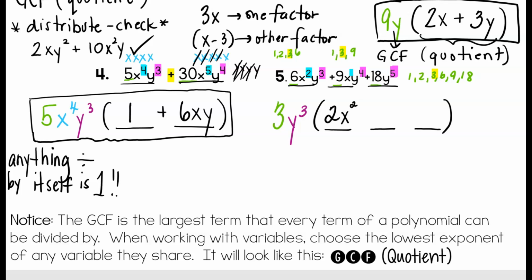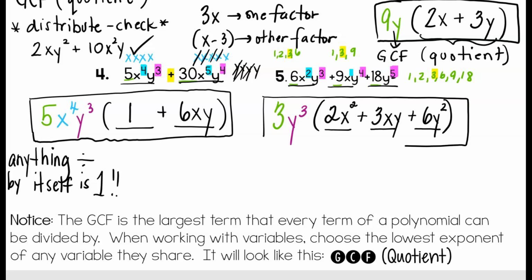Now you have a positive divided by a positive, which results in a positive answer. 9 divided by 3 is 3. X does not go away because there are no x's to divide by. Y to the 4th divided by y cubed, well, you're taking 3 of those 4 away, leaving you with 1 more y. Again, you have a positive term, so our answer will be positive. 18 divided by 3 is 6. This term had 5 y's, but we're only removing 3, leaving us with y squared. So this is your factored form of the original trinomial.